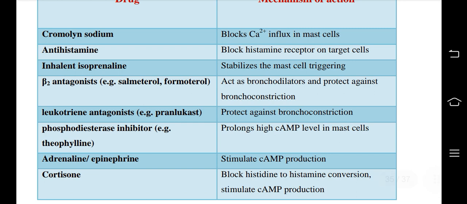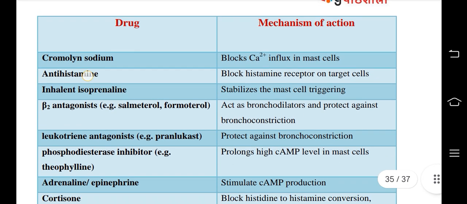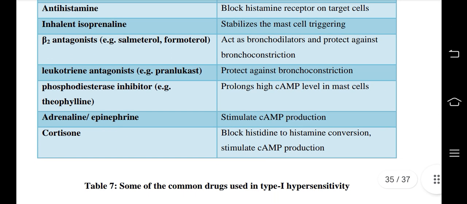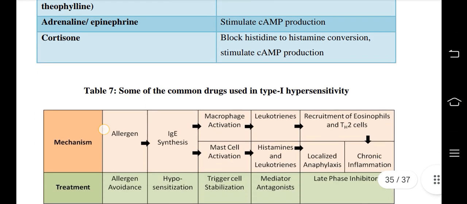Block Ca2+ influx in mast cells. Mechanism of action: block histamine receptors on target cells, stabilize mast cell triggering, act as bronchodilators and protect against bronchoconstriction, prolong high cAMP levels in mast cells, stimulate cAMP production, and block histidine to histamine conversion.